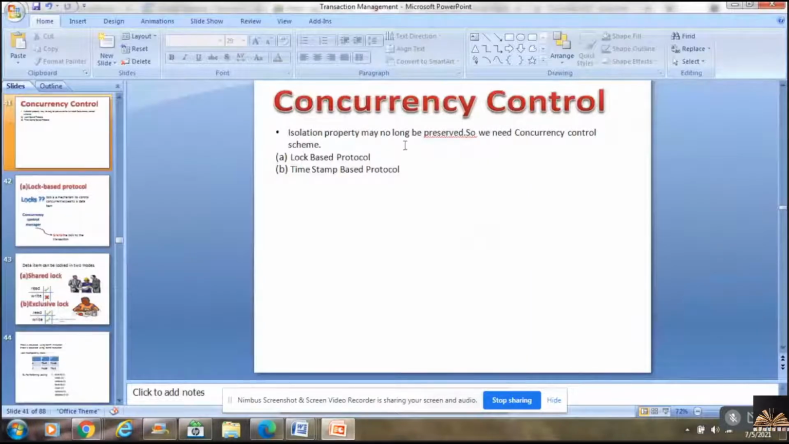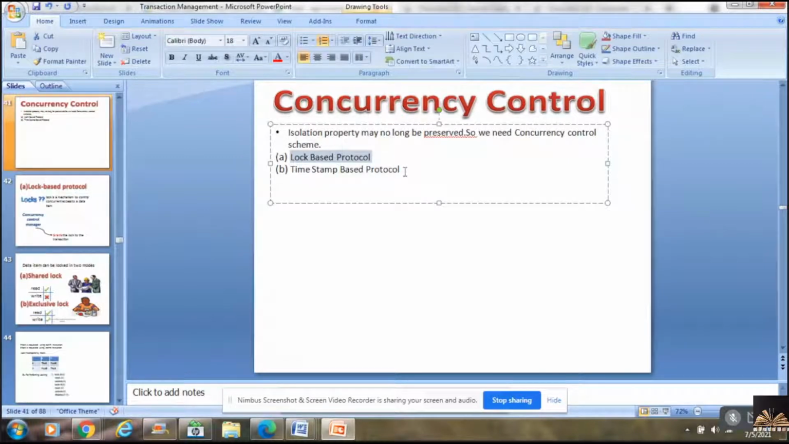So we were talking about concurrency control in the previous class. I'll just give you a briefing about what we have studied in the previous class. When we were talking about concurrency control, I told you we are going to work with two kinds of protocols. The first one is a lock-based protocol, and the second one is a timestamp-based protocol.